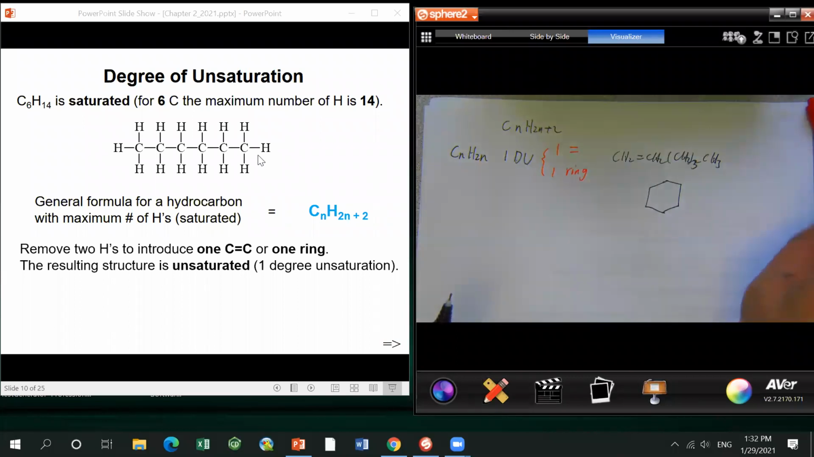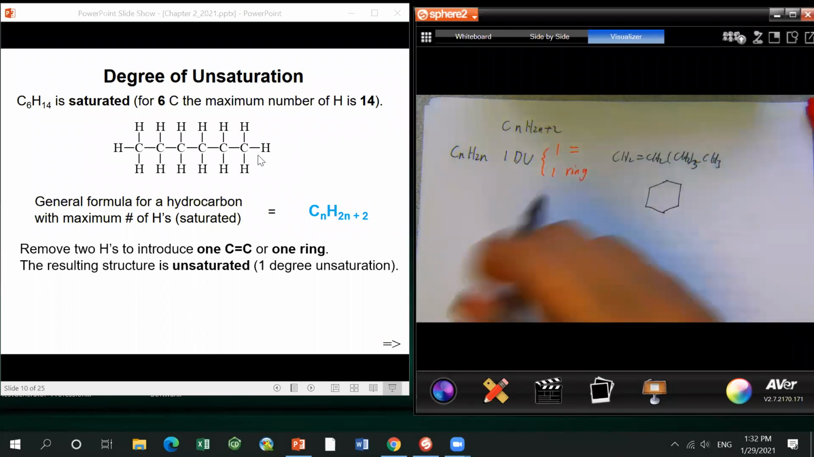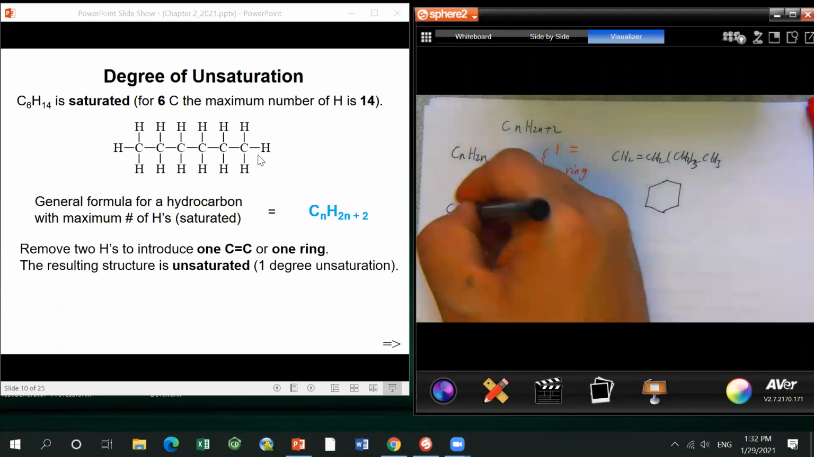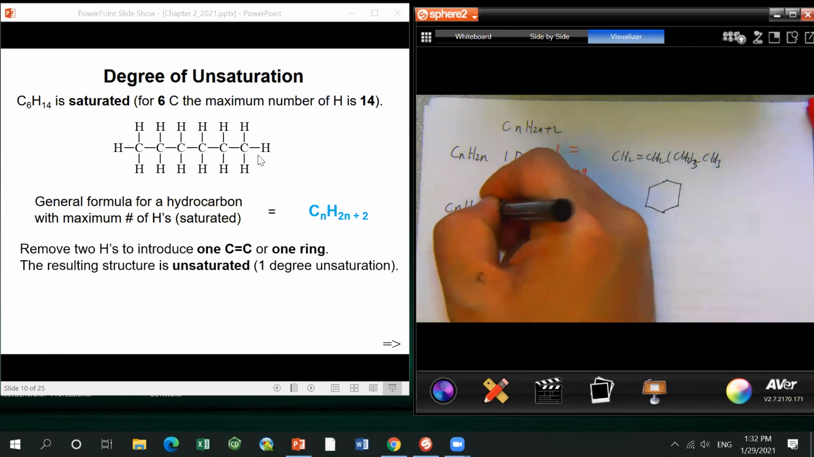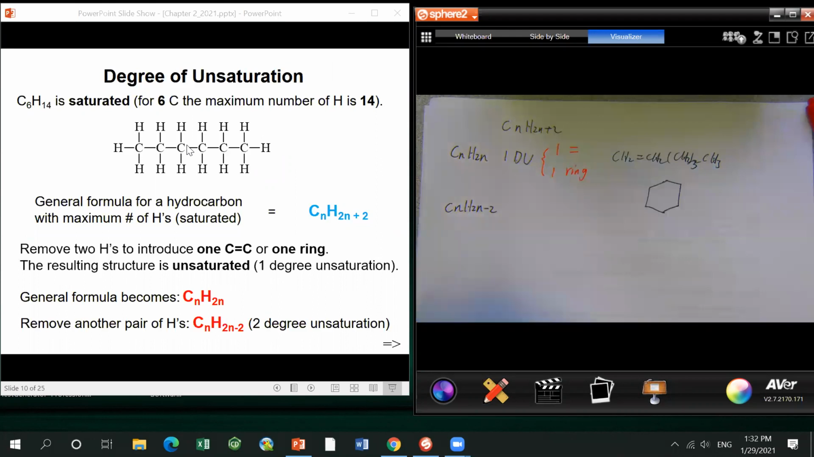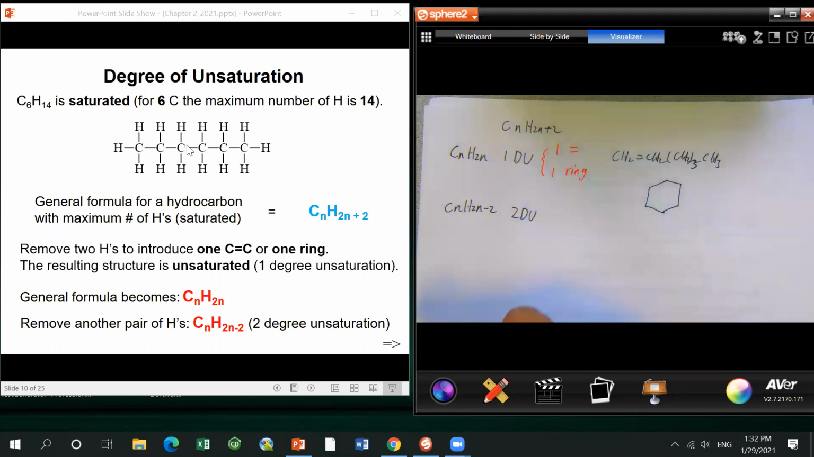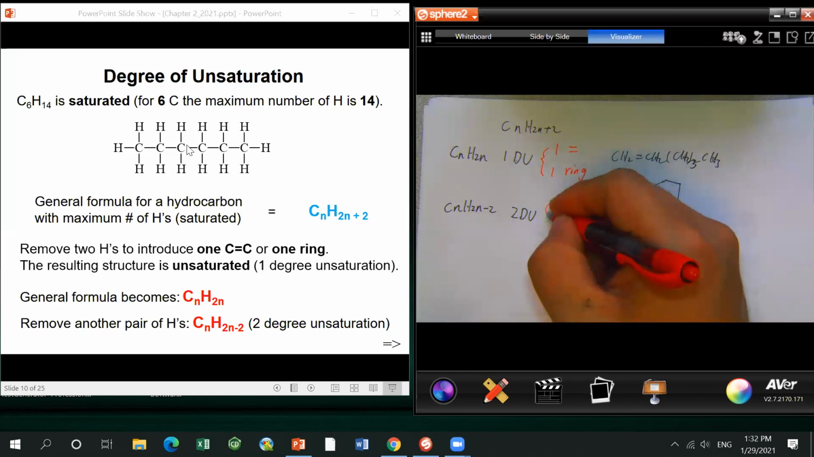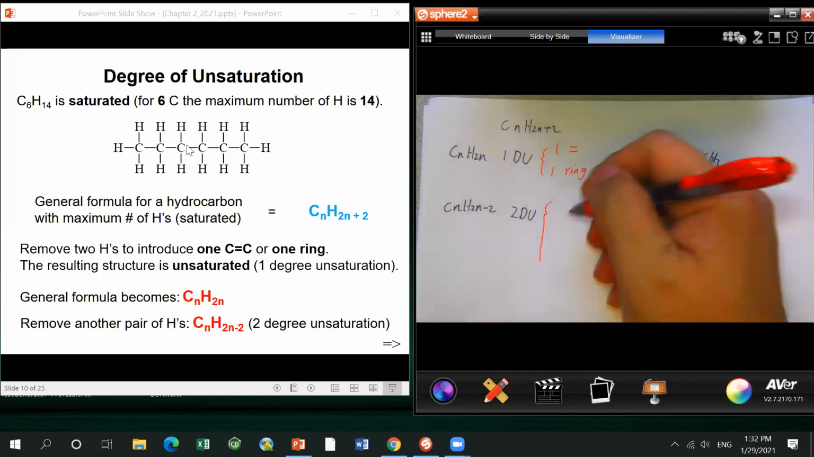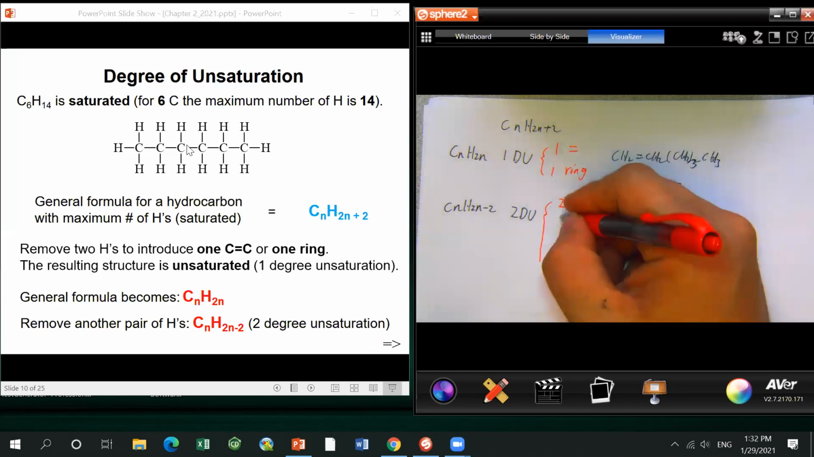We can continue this process and take another pair of hydrogens. The general formula becomes CnH2n-2, and in this case we introduce two degrees of unsaturation. Two degrees of unsaturation becomes more complicated, so there are the following combinations. It could be two double bonds, each one being one degree of unsaturation, or two rings.